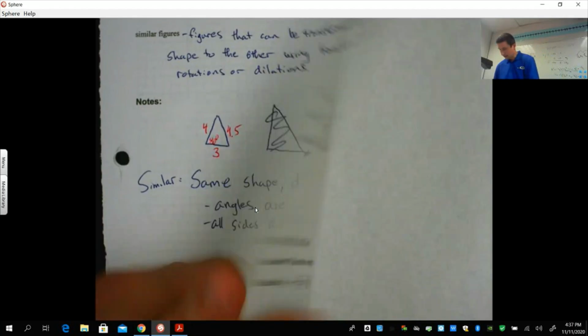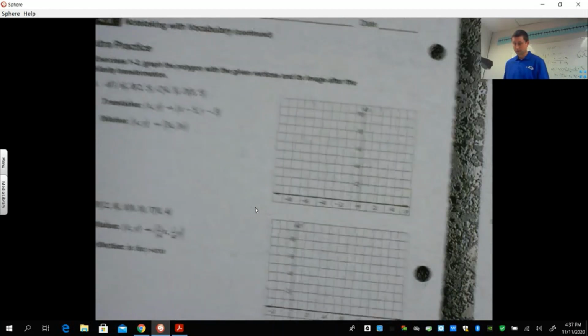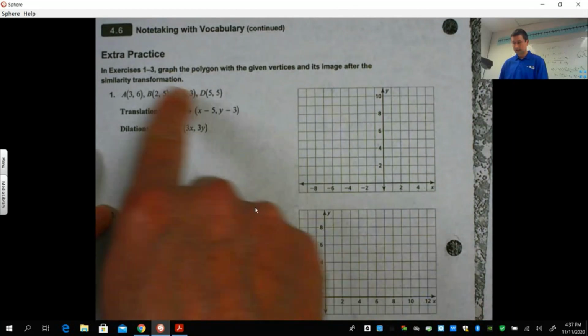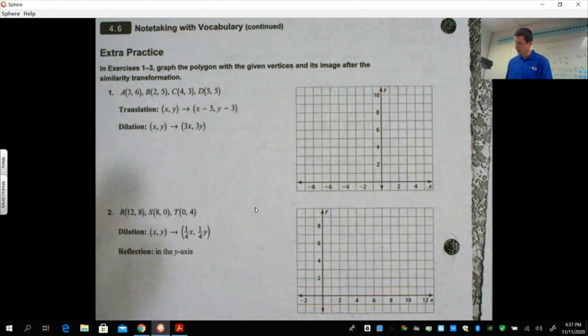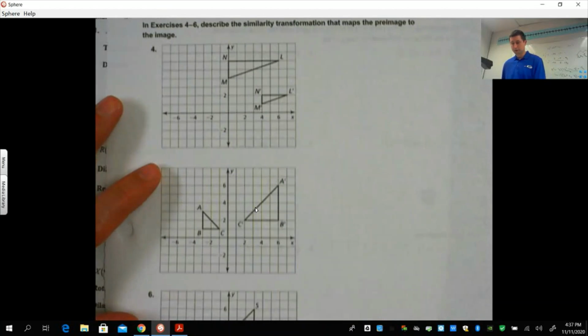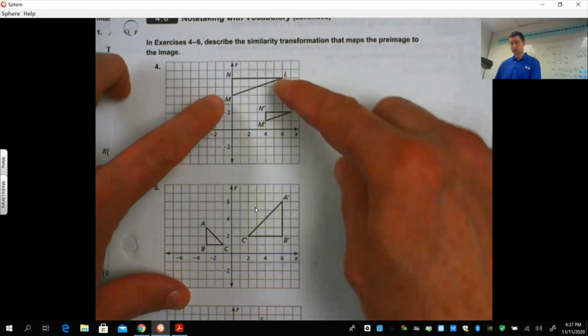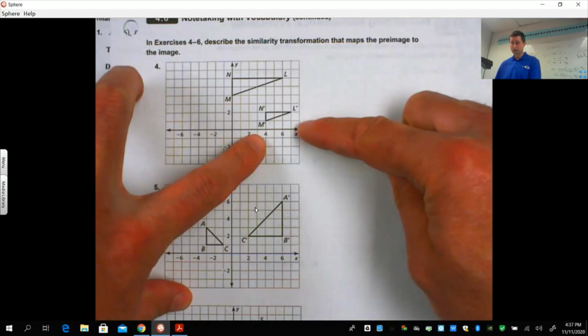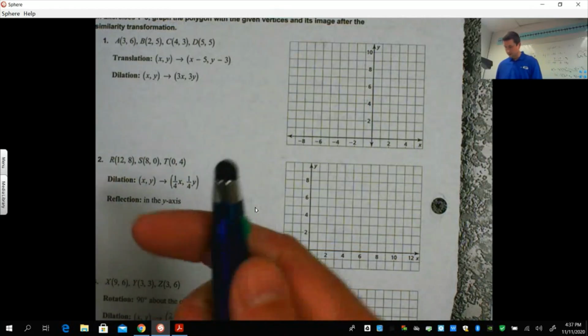Okay, let's get to the practice. We have two main things. It's basically drawing the shapes for transformations. So here you're taking the information and you're drawing the different shapes. This is a composition. And then here you're going the other direction. They're giving you the shapes, and you have to figure out how do you go from the one, the pre-image, to the new one, the image. Okay, so here we go.